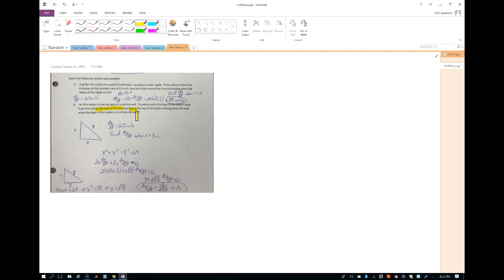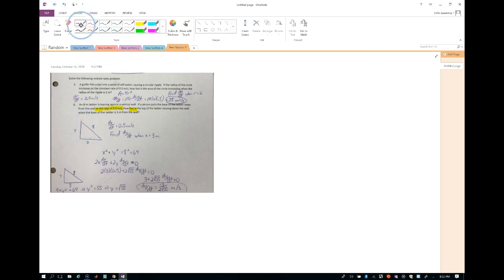So the reason that we know to do derivative here is because they're talking about rates. They're telling us how fast x is changing, and they're asking us to figure out how fast y is changing.